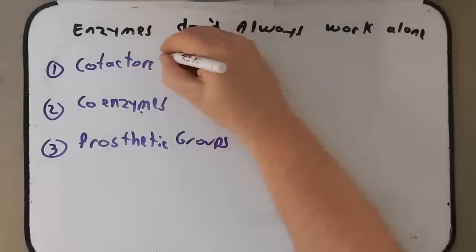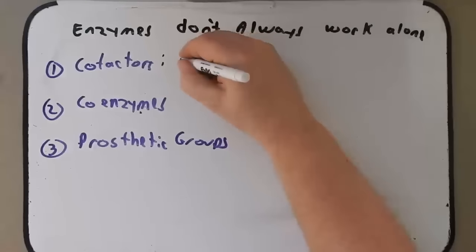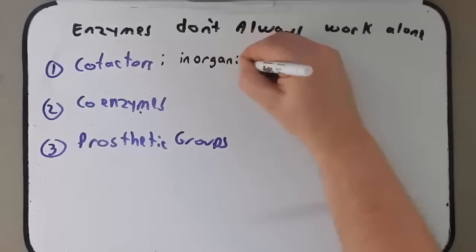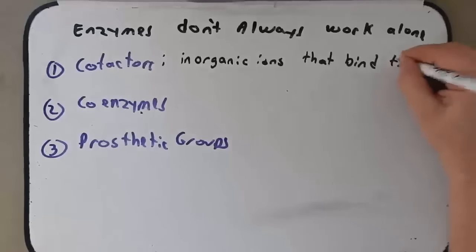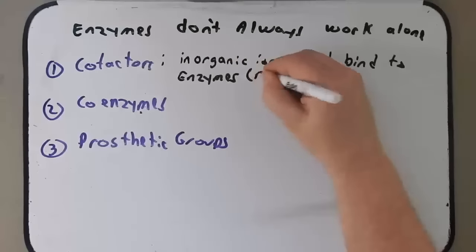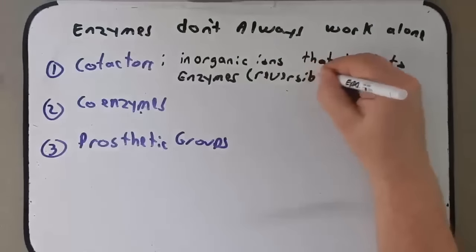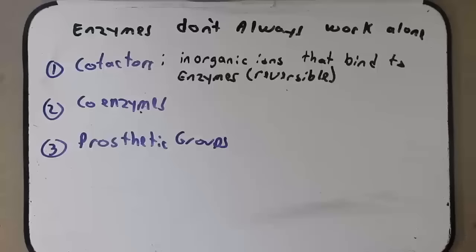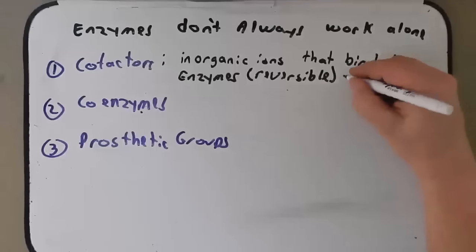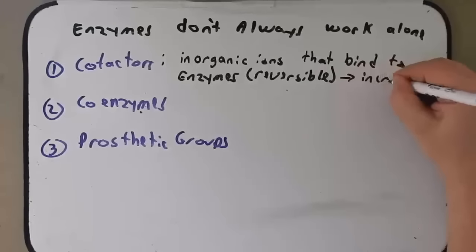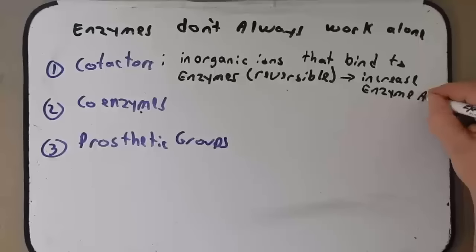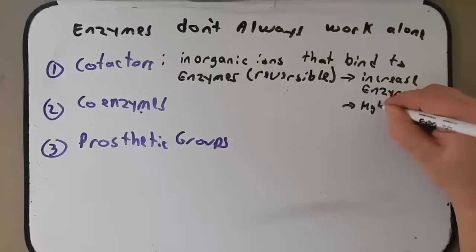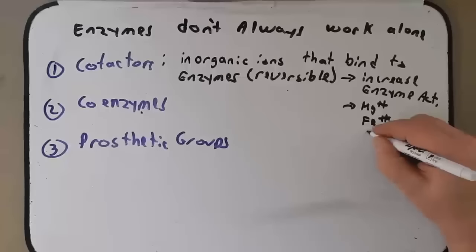So cofactors are inorganic ions that bind to enzymes. I should also mention that they are reversible when they bind. They can come on and off. But when they bind, they somehow change the shape or change the activity of the enzyme to increase enzyme activity. Some examples of these would include magnesium or iron or calcium.